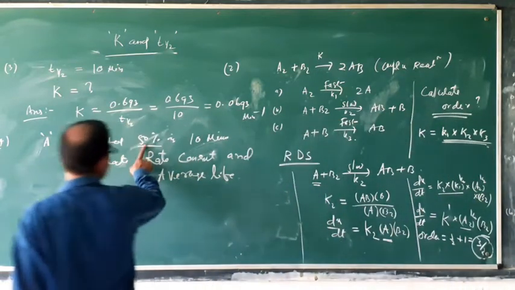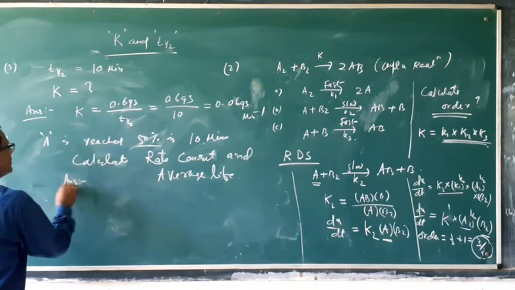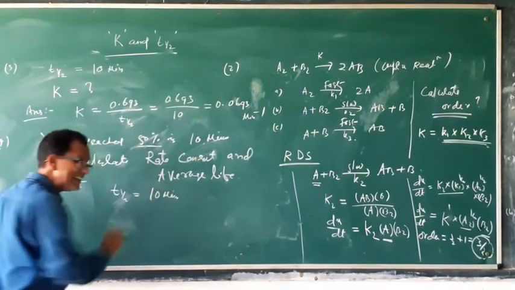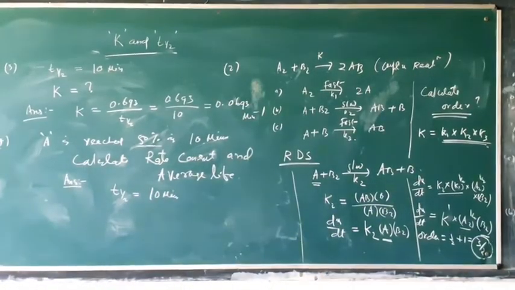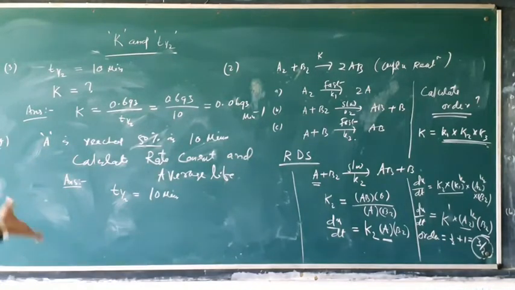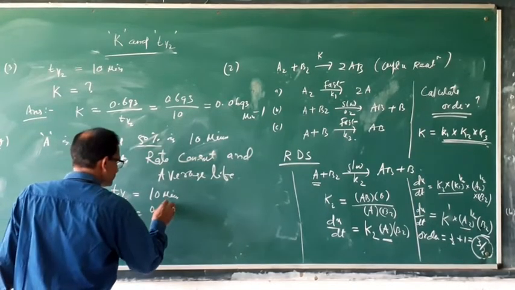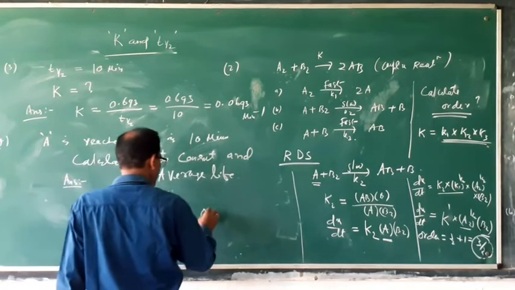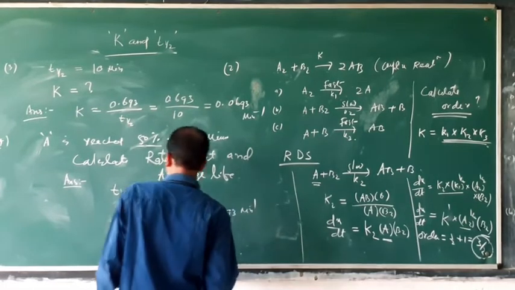Here 50% time is given, 10 minutes. That means indirectly T half is given. T half is 10 minutes. This is an indirect question. Direct T half is not given. The language is given, that is, 50% completion time is 10 minutes. So T half is given. So what is the value of K? K is equal to 0.693 by 10. That is 0.0693 minute inverse. This is the K value.